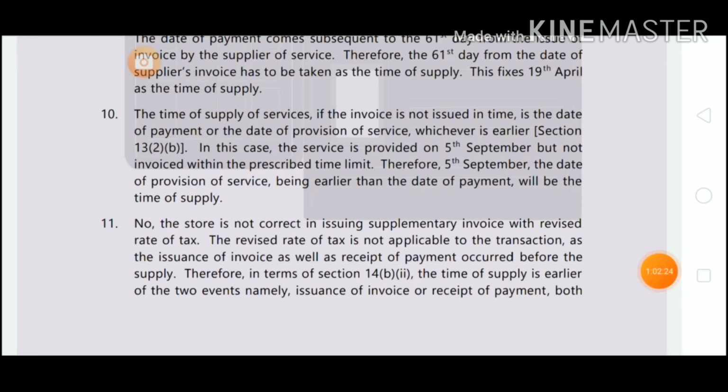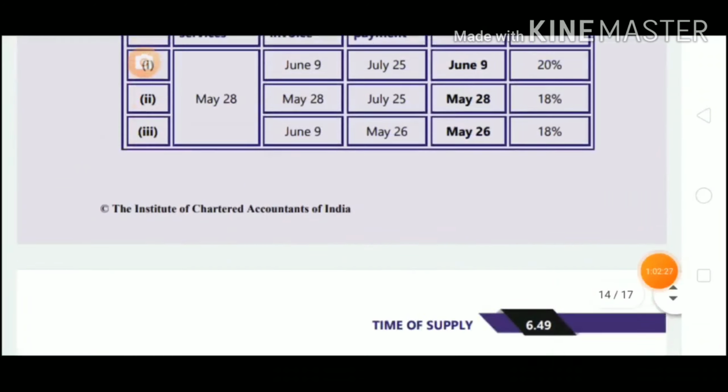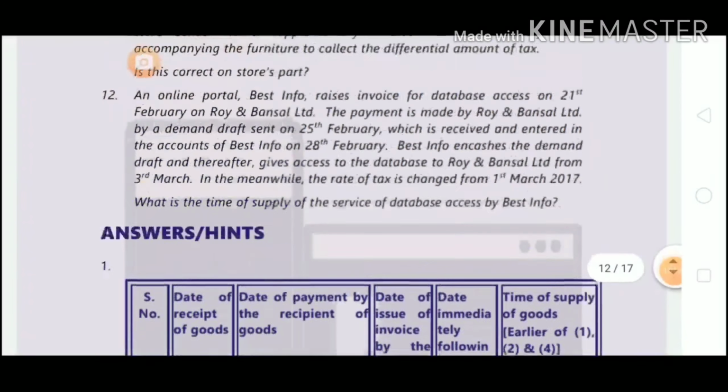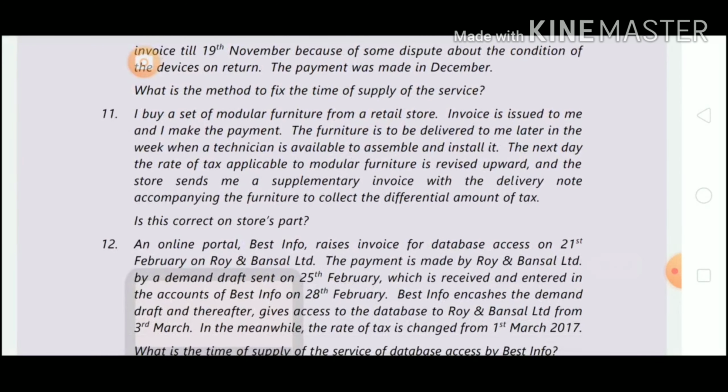Now question number 11. I buy a set of modular furniture from a retail store. Invoice is issued to me and I make the payment. The furniture is to be delivered to me later in the week when a technician is available to assemble and install it. The next day, the rate of tax applicable to modular furniture is revised upward, and the store sends me a supplementary invoice with the delivery note accompanying the furniture to collect the differential amount of tax. Is this correct on store's part?